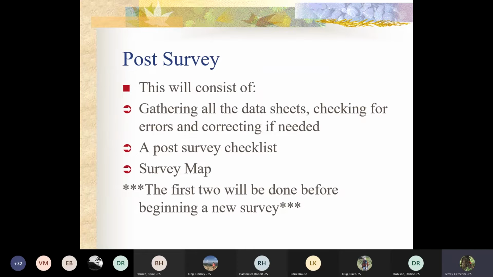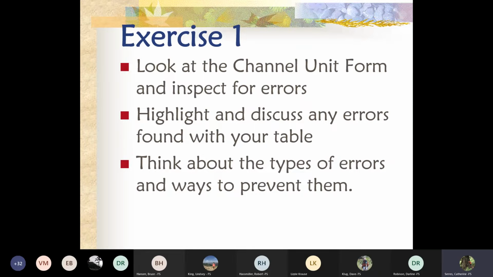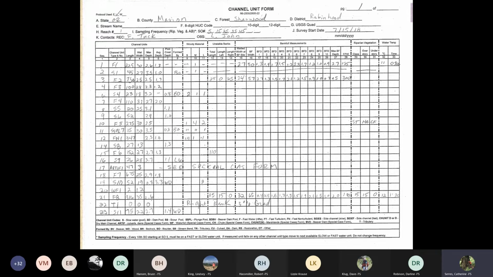So we're going to do just a quick exercise. I'm going to put up a data sheet, and I want you guys to take a look at it for a little bit. And then I'm going to give you maybe 5 minutes or so. Just take a look at that data sheet. And then we're going to come back and think about what's wrong with some of the data on this sheet that I'm showing you, and then think about types of errors and ways that you can prevent them. So here's the data sheet. Go ahead and take about 5 minutes. We'll come back and look at this and maybe write down some things that you think are wrong with this data sheet.